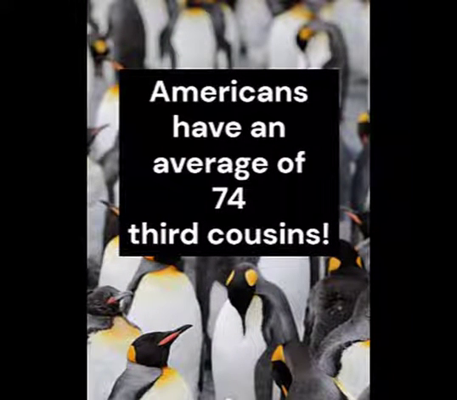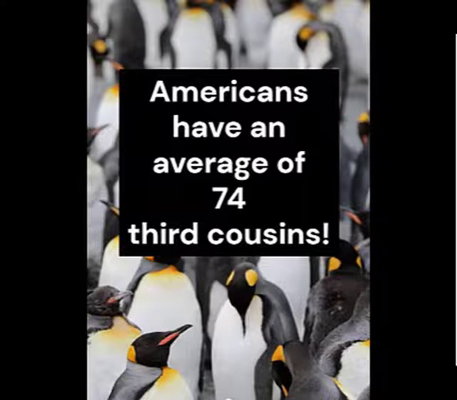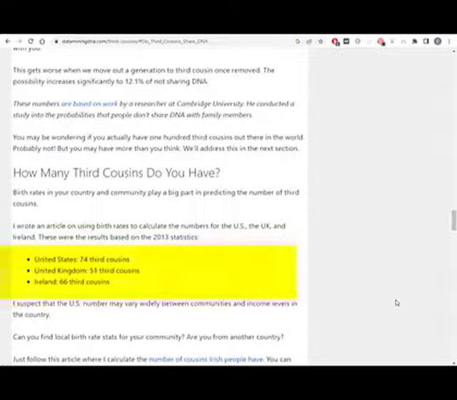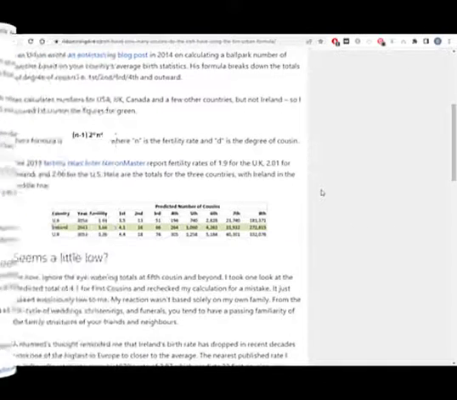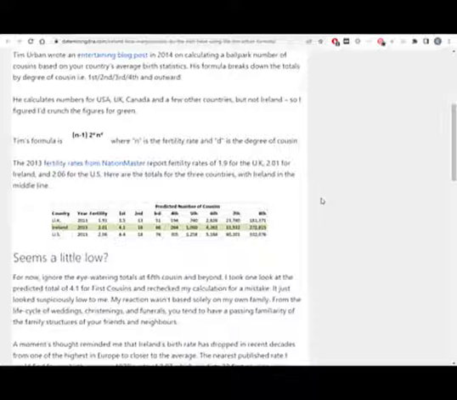By my calculations, the average American has about 74 third cousins. People in the UK have about 51, and people in Ireland have about 66. If you're wondering how I came by those numbers, I based the calculations on the 2013 fertility rates for those countries.